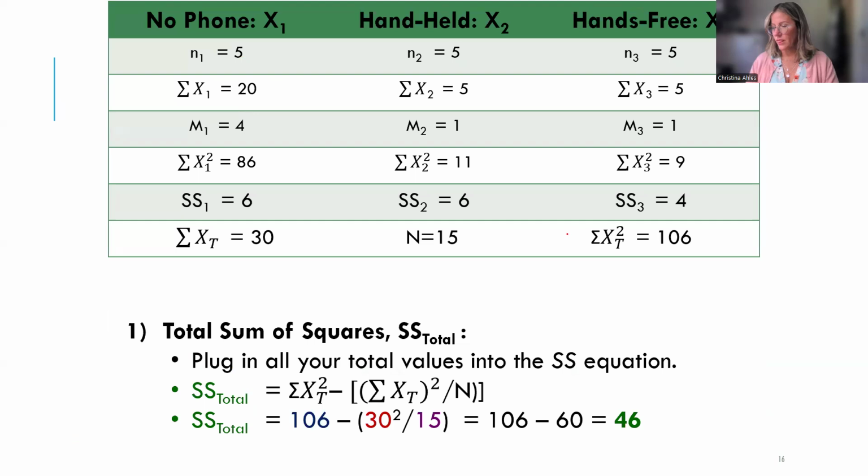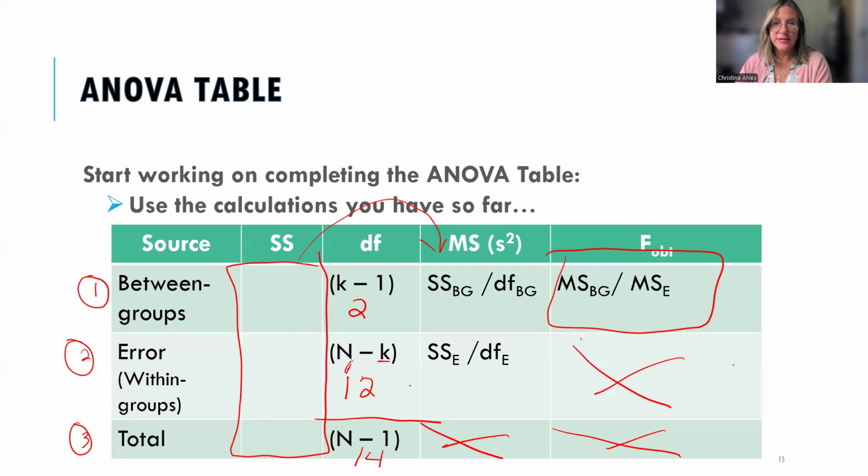So again, here are the calculations that we had before, like the previous calculations where we calculated how many were in each sample, the sum of x for each group, the mean for each group, the sum of x squared for each group, the sums of square for each group, et cetera, et cetera. So the first thing that I usually do is the sums of squares total.